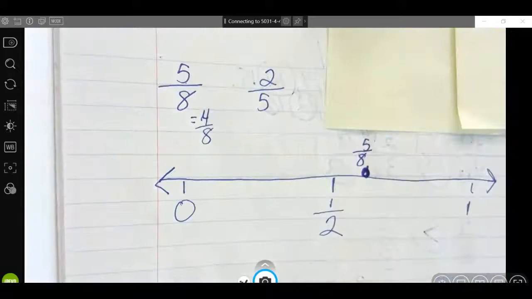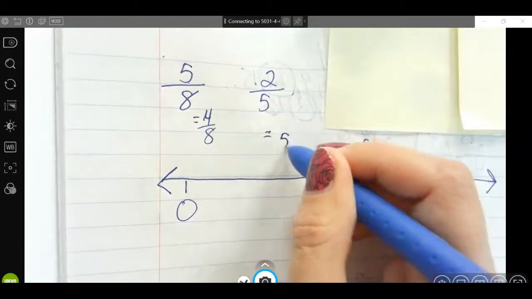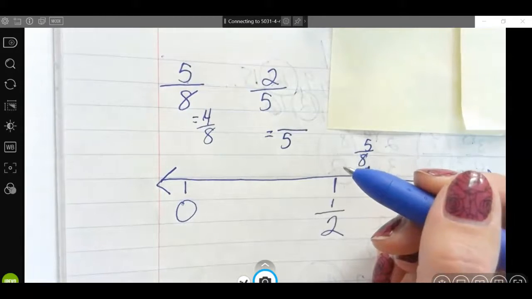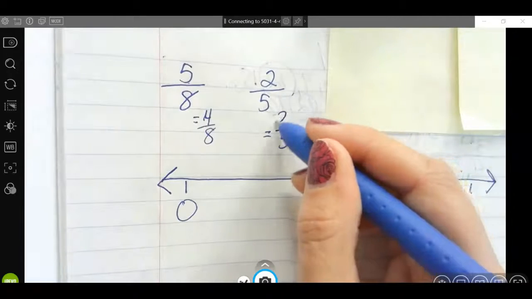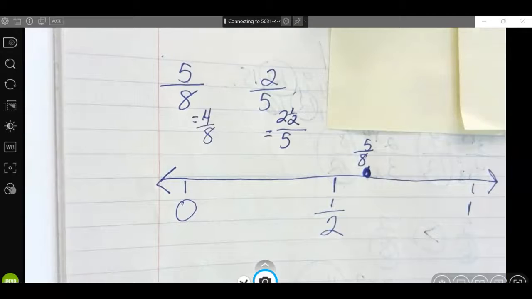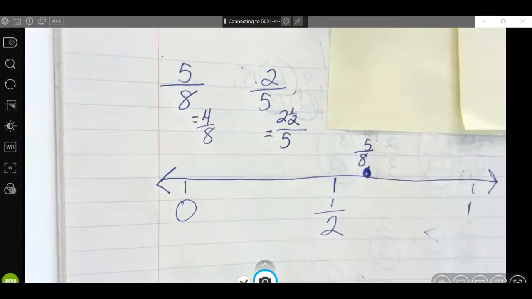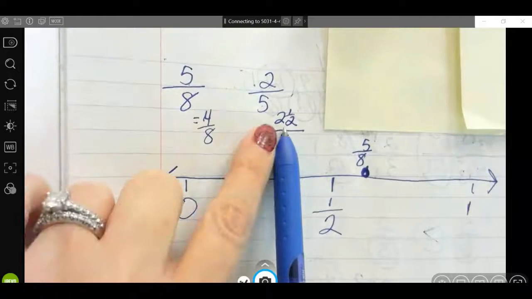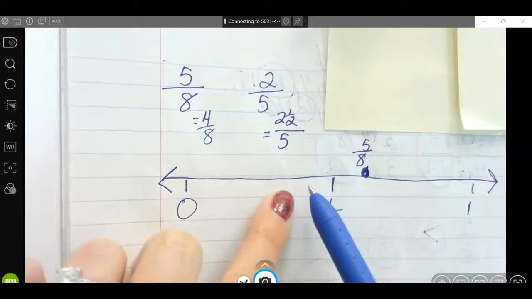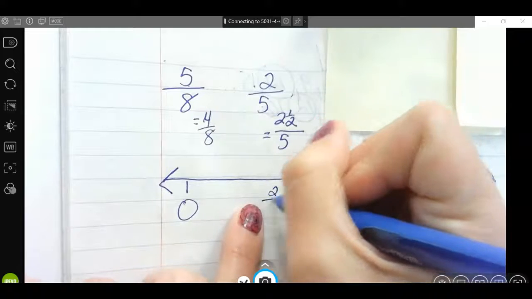What's our next fraction? 2/5. Same thing. What's half of 5? 2.5. Okay. So where would this fraction be on the number line? Less than 1/2 or greater than 1/2? Halfway is 2.5. This is 2, so it's going to be right here. So we're going to label 2/5.